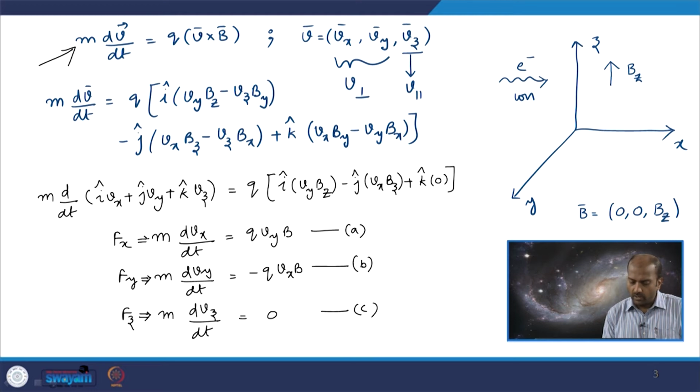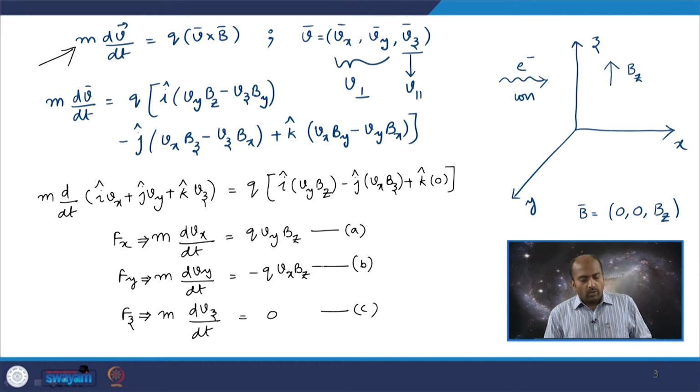Before we go ahead, we can say that B is simply Bz anyway. So, the force along the x axis is coupled with the velocity along the y axis. Similarly, the force along the y axis is coupled with the velocity along the x axis, and the force along the z axis is 0 because the particle's velocity is parallel to the magnetic field, so the cross product will make it 0. So, what do we infer? We infer that we can break the Lorentz force expression into these three component equations, and they indicate that the force along the z axis is 0.